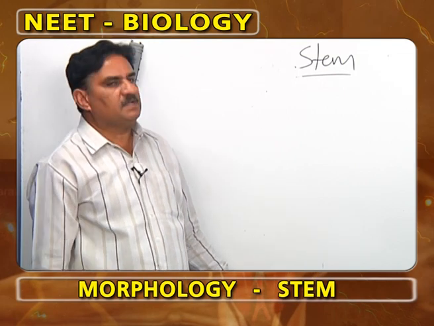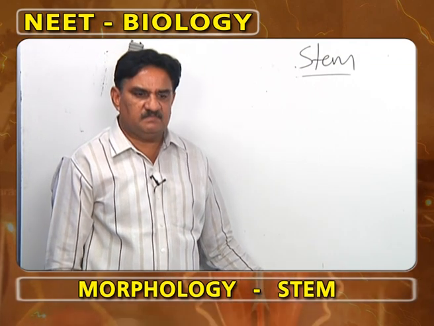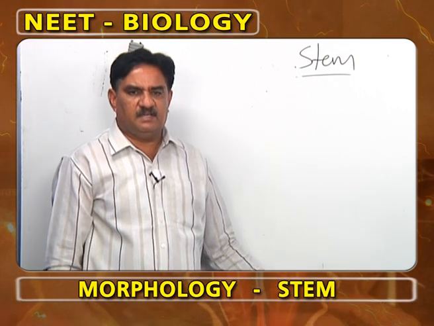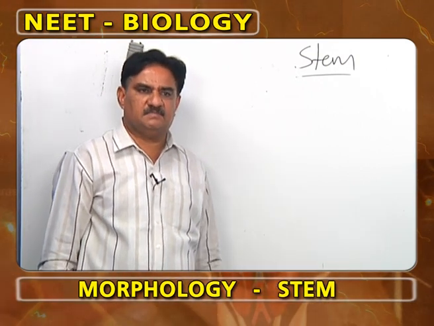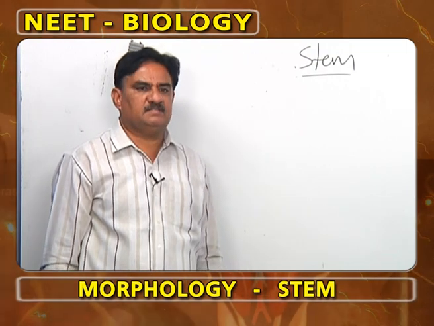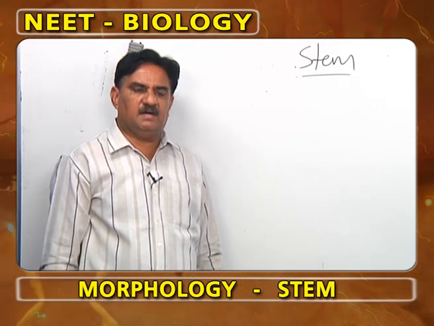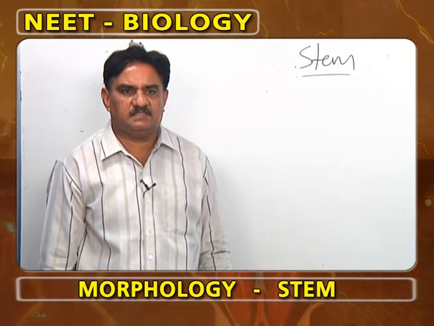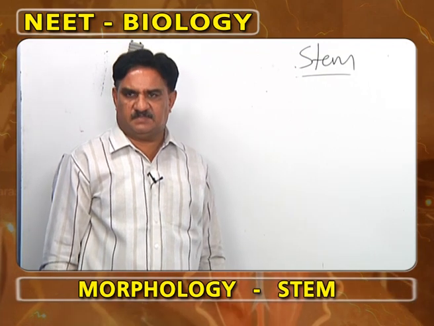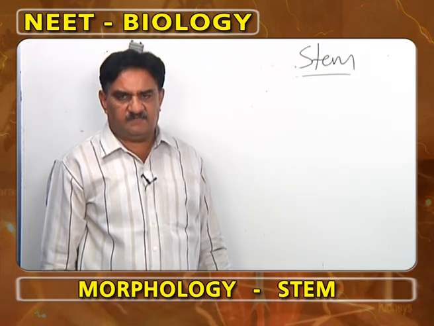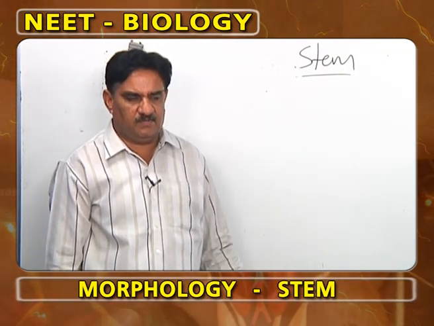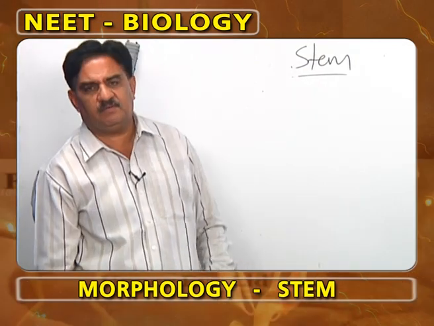So, stem shows 3 types of modifications. One is aerial stem modification, the other is subaerial stem modification, the third is underground stem modification. Aerial stem modifications are tendrils, thorns, hooks, phylloclads, cladodes, tuberous stem and bulbils. Then subaerial stem modifications, these are runners, suckers, stolons, offsets. What is the basic difference between stolon and offset? Stolon grows obliquely above the soil helping in vegetative propagation. Suckers grow obliquely under the soil helping in vegetative propagation.